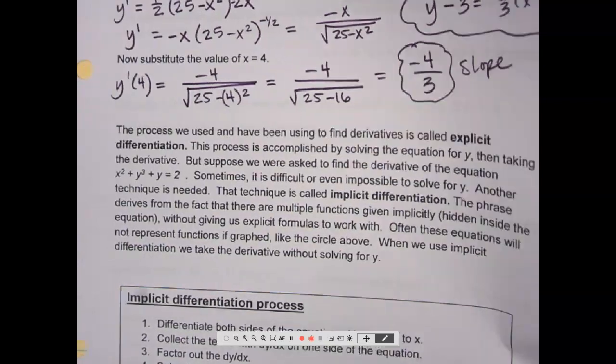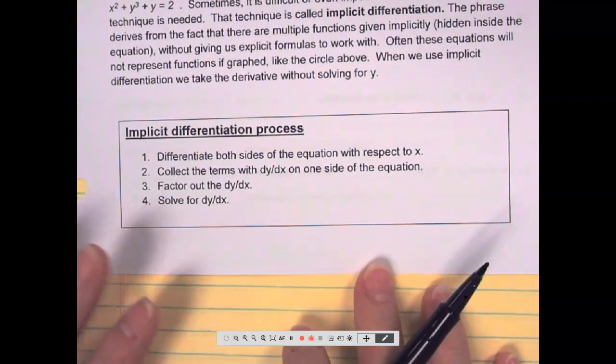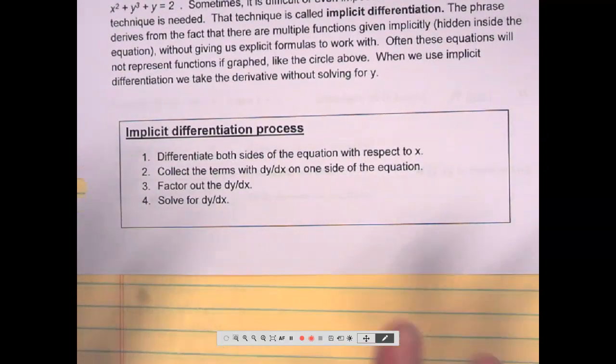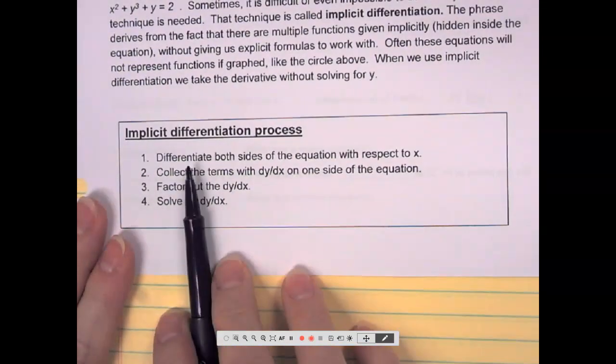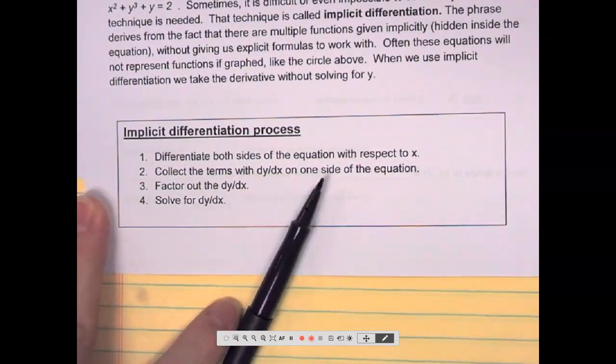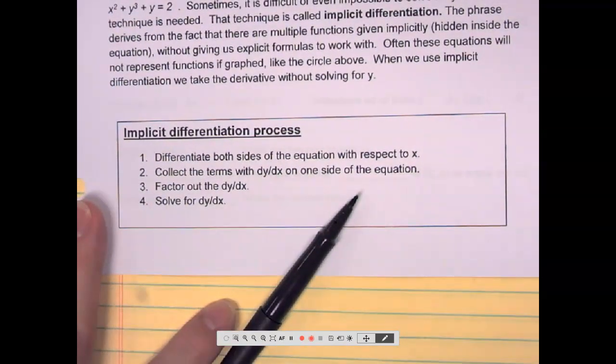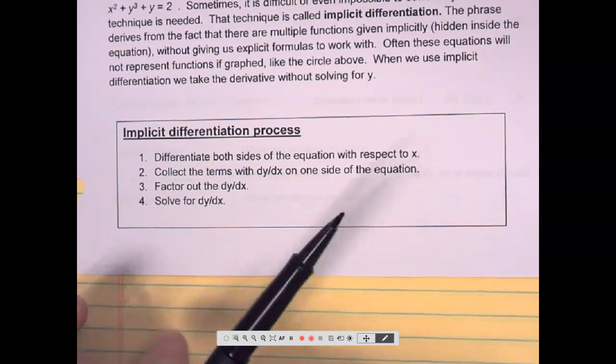Okay, so here's our process. I'm going to read this to you, and it won't make any sense to you yet. We'll do some examples, then I'll come back and we'll look at this step again. All right: differentiate both sides of the equation with respect to x. Collect the terms with dy/dx on one side. Factor out dy/dx. Solve for dy/dx.